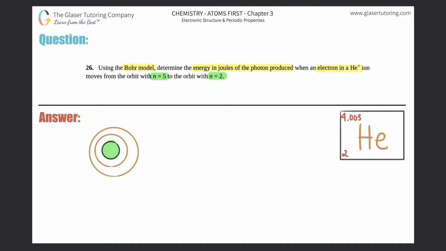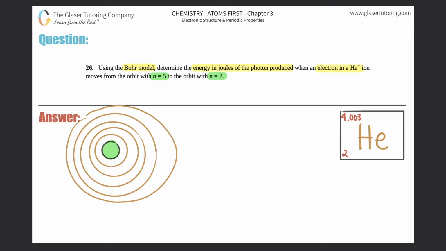So 1, 2, 3, 4, 5. And we have an electron in n equals 5. So I'll just put a dot here. And it jumped from n equals 5 all the way to n equals 2, which is this one. Let me make this a different color. N equals 2. So the electron went this way, and now it's over here.